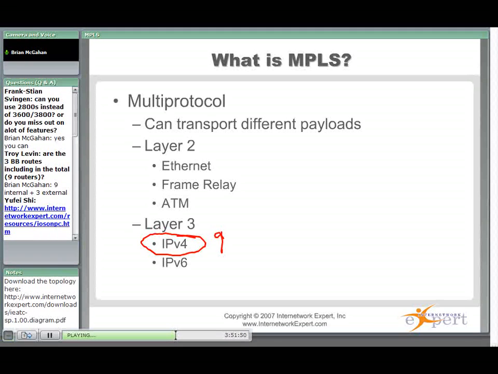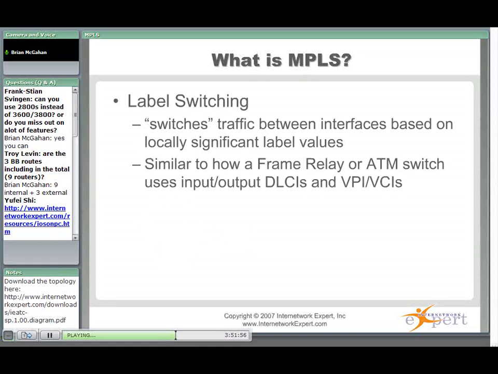Now, the majority of focus that we're going to be doing is going to be layer 3 VPNs or layer 3 MPLS through IP version 4. Okay, there is an emerging standard for transporting IP version 6 over MPLS, but as of the current blueprint, IP version 6 is not part of the service provider exam. So probably 95% of the stuff we're going to be looking at is going to be IP version 4 over MPLS.